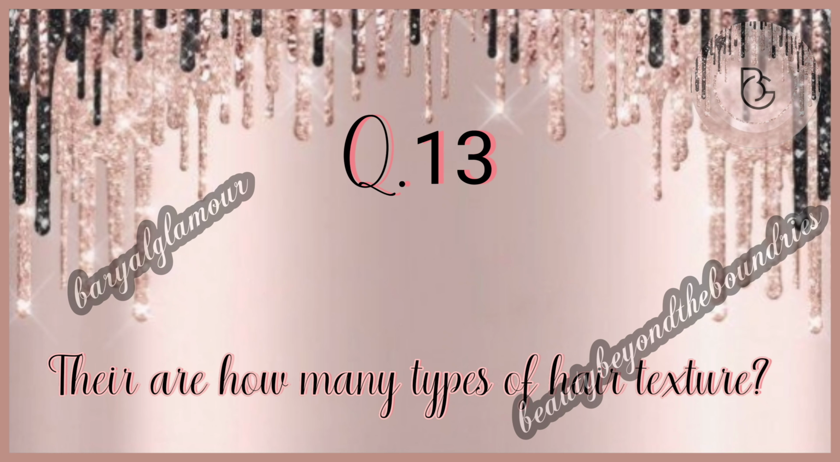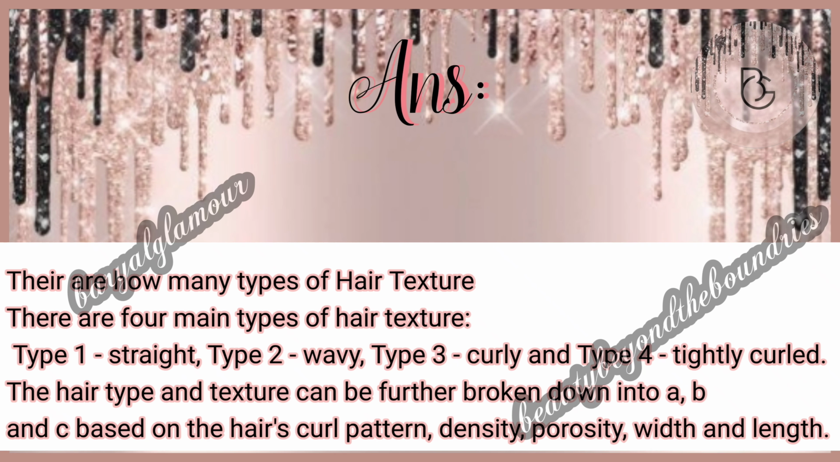There are how many types of hair texture? There are 4 main types of hair texture. Type 1, straight, Type 2, wavy, Type 3, curly and Type 4, tightly curled. The hair type and texture can be further broken down into A, B and C based on the hair's curl pattern, density, porosity, width and length.